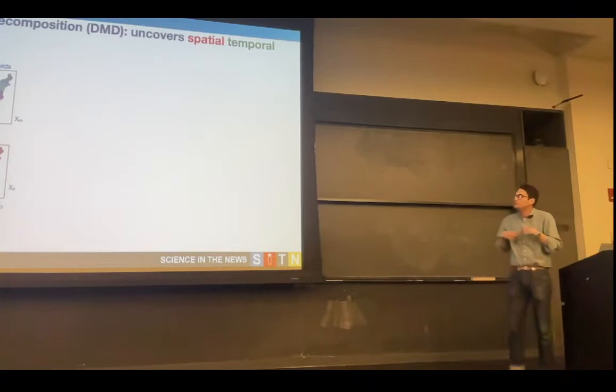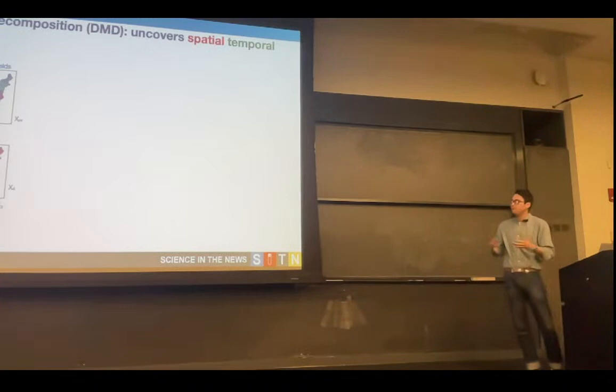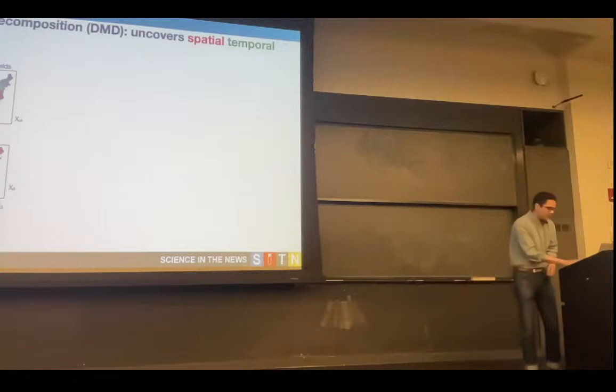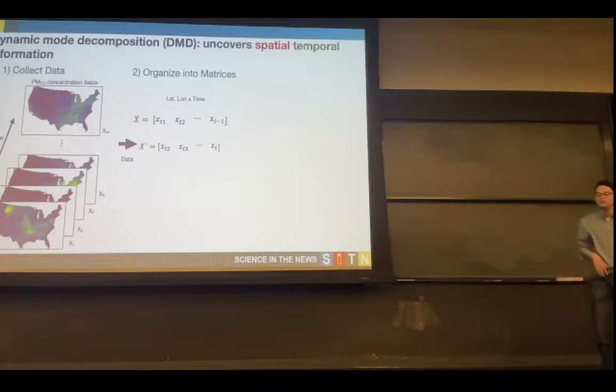What this is, is a linear algebra technique that can find spatial and temporal information of our data set. I'm not going to get too mathy with this, but how it works is step one is collect this data, which I showed you in the previous slide. I have daily data for 17 years worth of the contiguous United States. I just organize them into a simple matrix X. This matrix X on one axis is space, so it's latitude and longitude squished into one dimension. On the other axis, it's time.